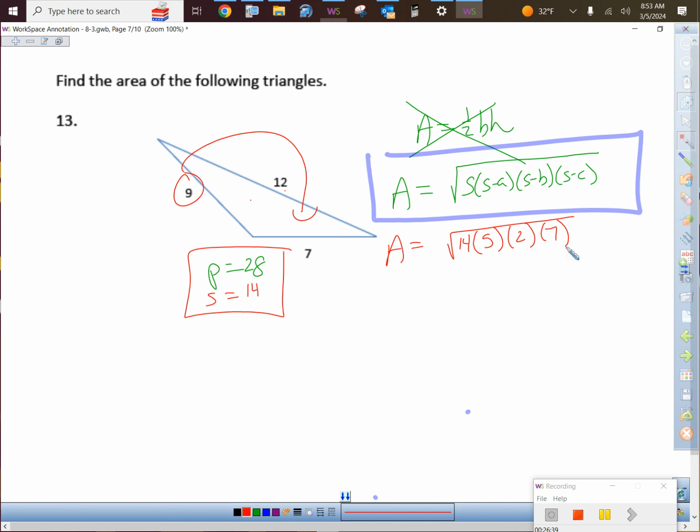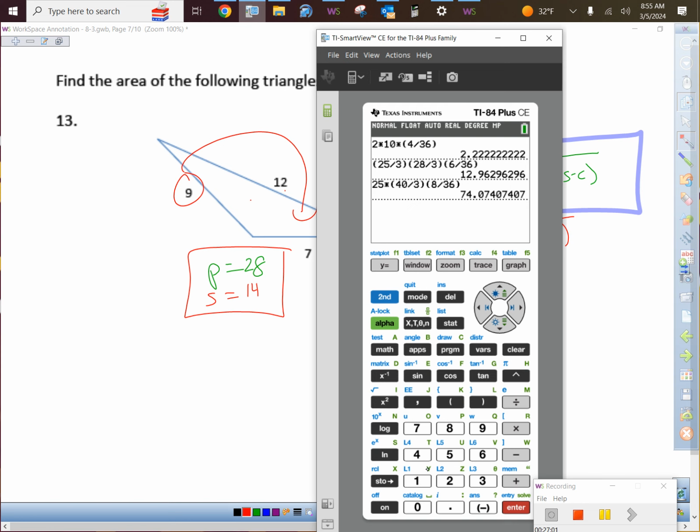Do not use the square root button yet. Please figure out what's underneath there by taking 14 times 5 times 2 times 7. Just punch that in your calculator without a square root. Only 14 times 5 times 2 times 7. And can you get 980 back?